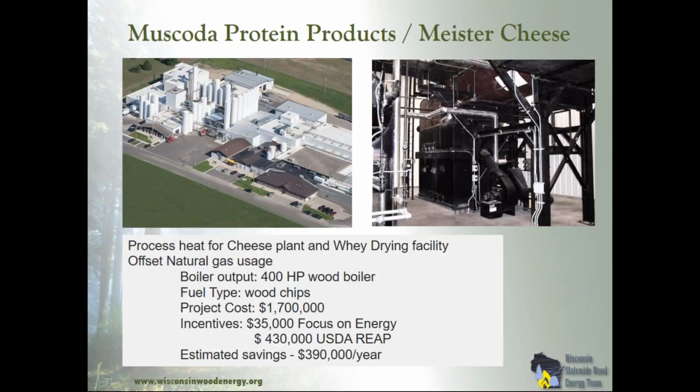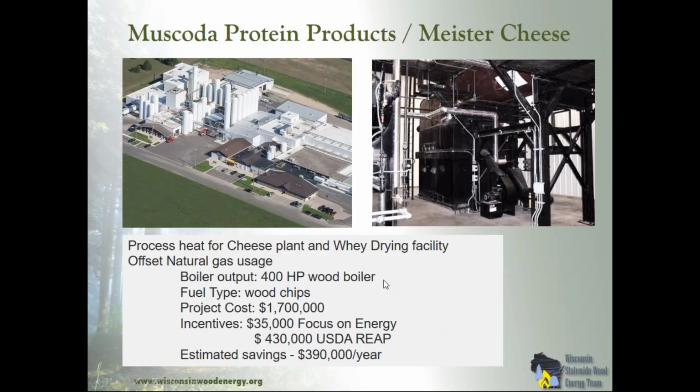Here's another one that I put together. It's Muscoda Protein Products or Meister Cheese. This is a large system, so it's an offset of natural gas. It's a 400 horsepower wood boiler. It's using wood chips. The initial cost was 1.7 million. You can see it's a fairly large facility.